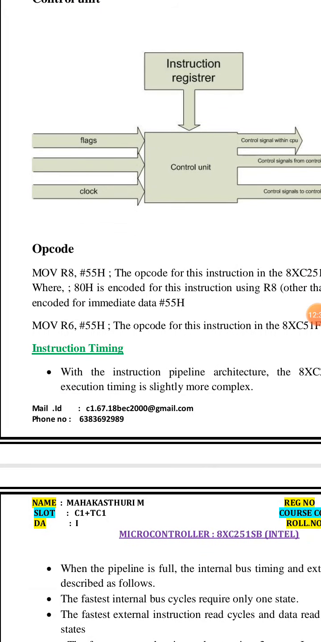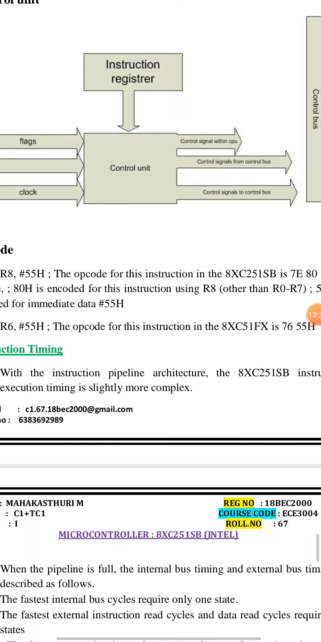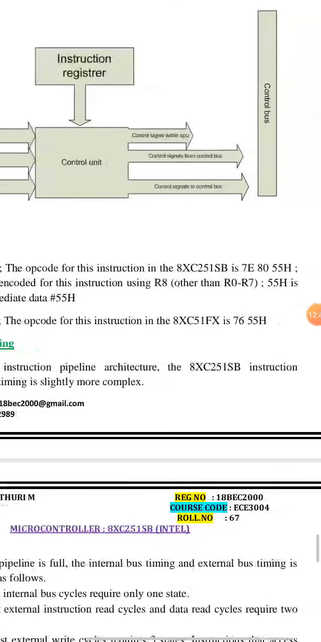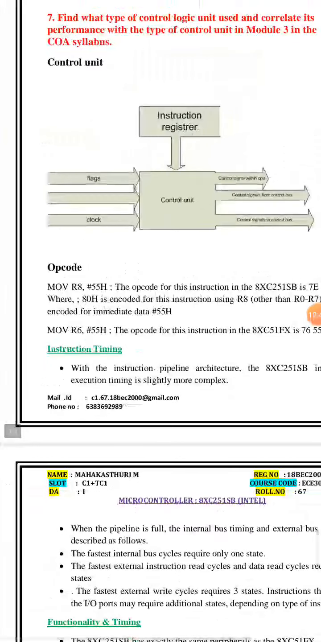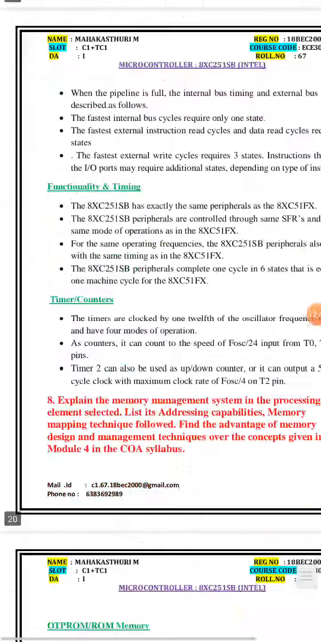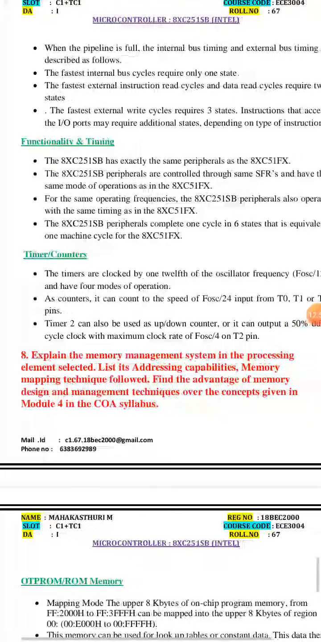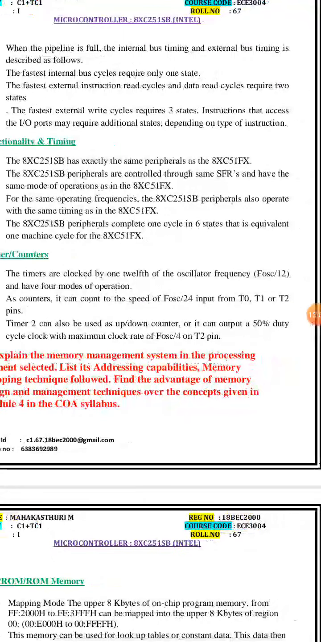The opcode example contains MOV R8, #55H. The opcode for this instruction in the 8xC251SP is 7E. Okay, and then instruction timing, functionality and timing, and timers and counters. As counters, they can count at the speed of F oscillator by 24 from inputs on the T0, T1 or T2 pins. Timer 2 can also be used as an up or down counter, or it can output a 50% duty cycle clock with a maximum clock rate of F oscillator by 4 on the T2 pin.